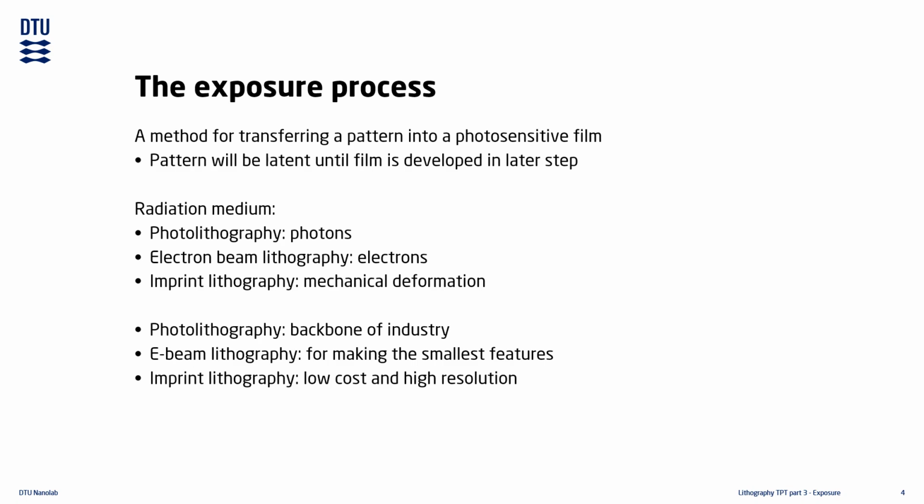The imprint stamp is often made using e-beam lithography, and produces features with the same high resolution, but at a much lower cost, since stamping is often quite fast, and once a stamp is made, it can be used many times. All three types are often referred to as photoresists, even though it would be more correct to only use that name for the photon-sensitive resist.